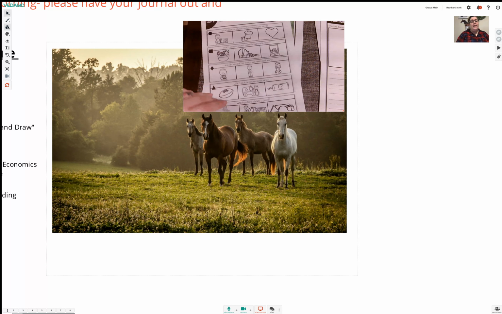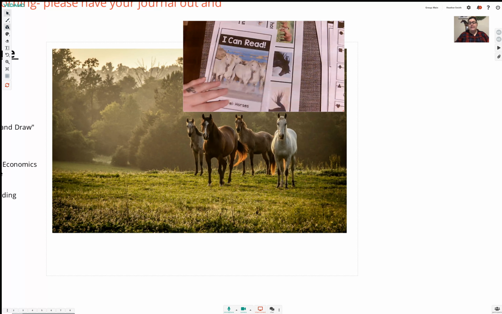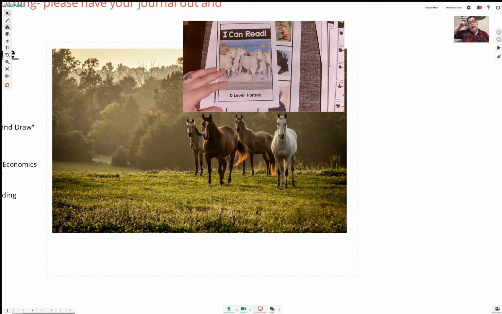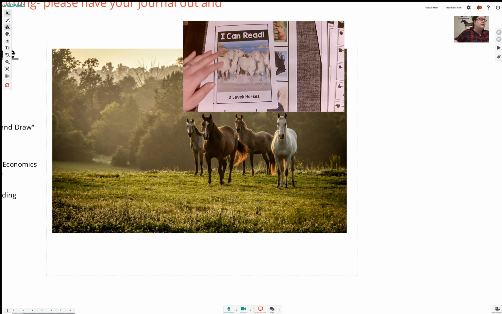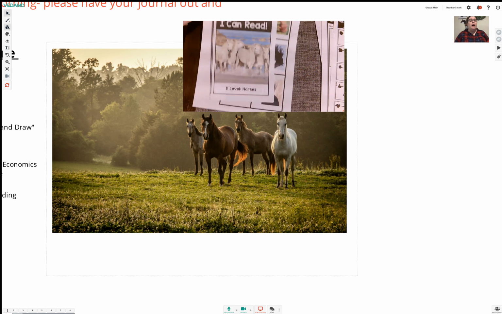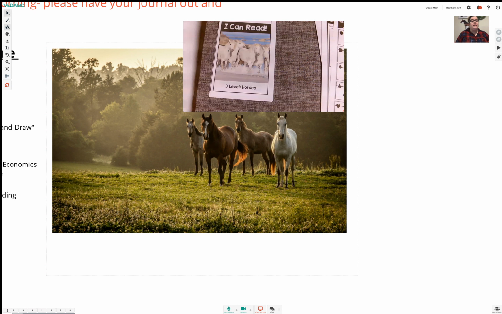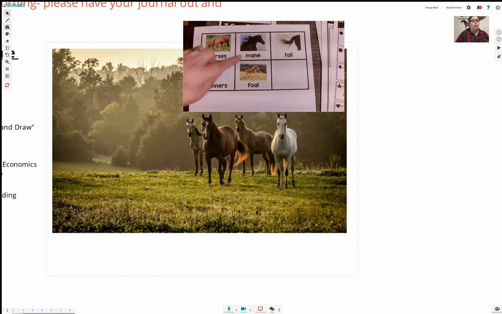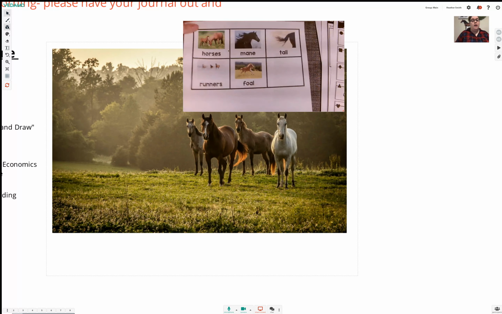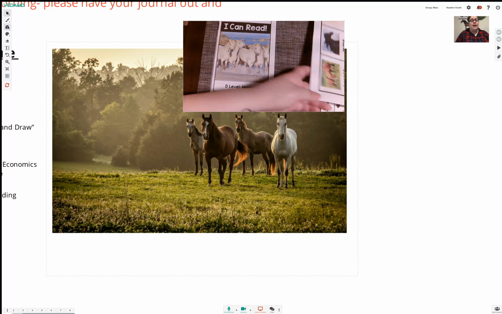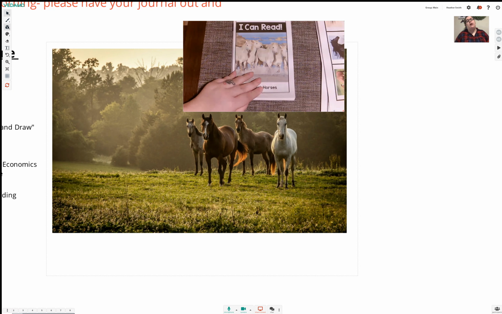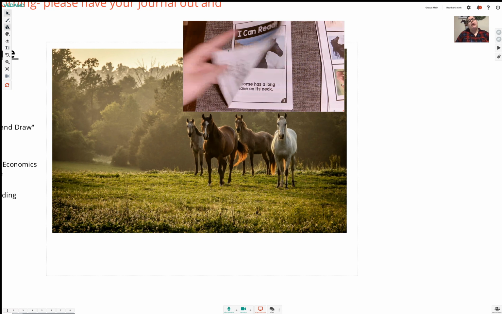All right. And then the last thing is reading horses. We're going to continue this book next week because we did not get a lot of time on it this week, and that is Ms. Heather's fault. But here are the words again: horses, mane, tail, runners, and foal. And then I will leave the book up just for a minute on each page.